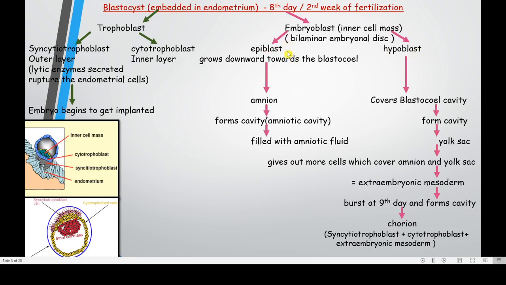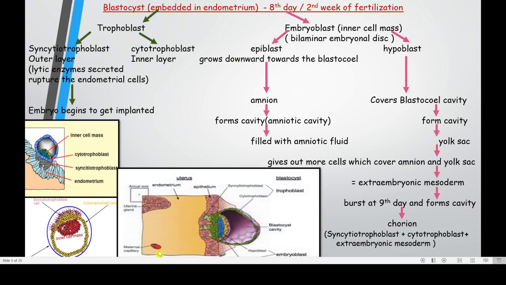These two layers also get divided into certain structures which we will see now. Let us see epiblast first. Here you can see this yellow one is the hypoblast, and the blue one is the epiblast, and together this makes the embryoblast or the bilaminar embryonal disc. Now this blue colored epiblast starts to develop towards the blastocyst.